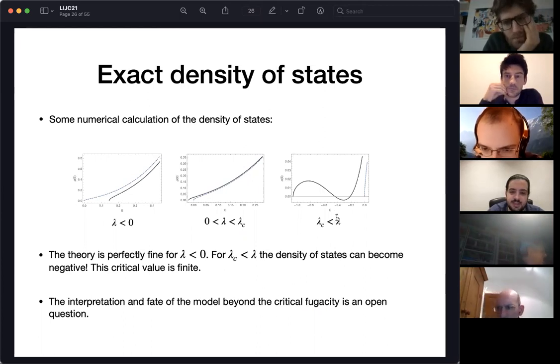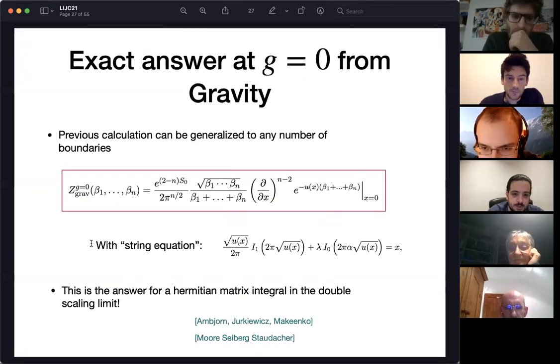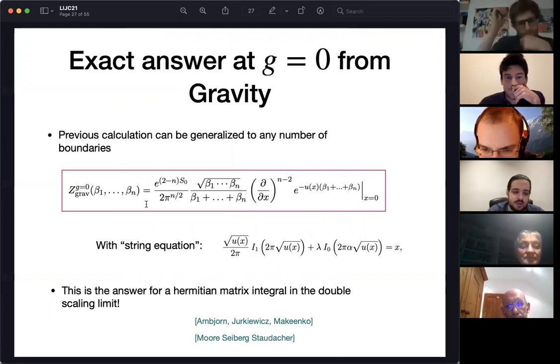Something interesting is that if these fugacities or couplings are too big, then you can have non-unitary spectra, and we don't really understand why this happens. But for most values of lambda, this is a perfectly well-defined theory. We can actually compute analytically all amplitudes at genus 0, and we get this answer, in terms of this function u of x defined explicitly in this way. This is the exact answer for a Hermitian matrix integral in the double scaling limit for genus 0 amplitudes.